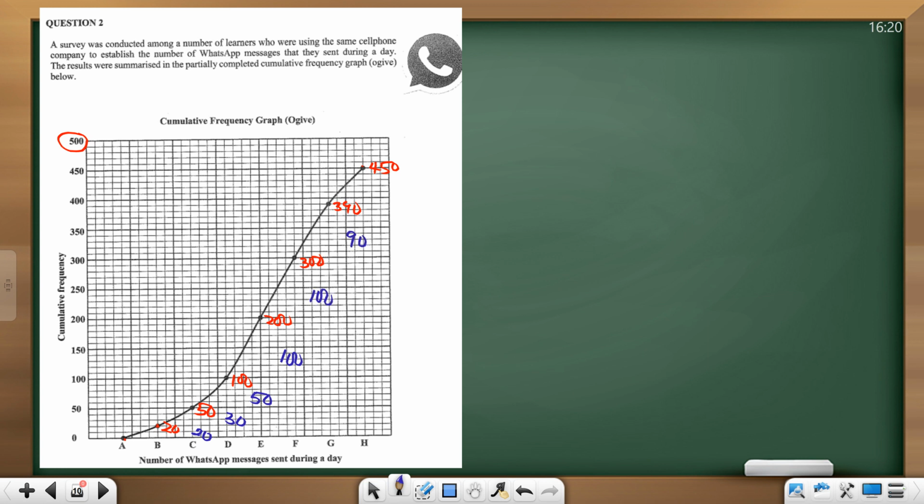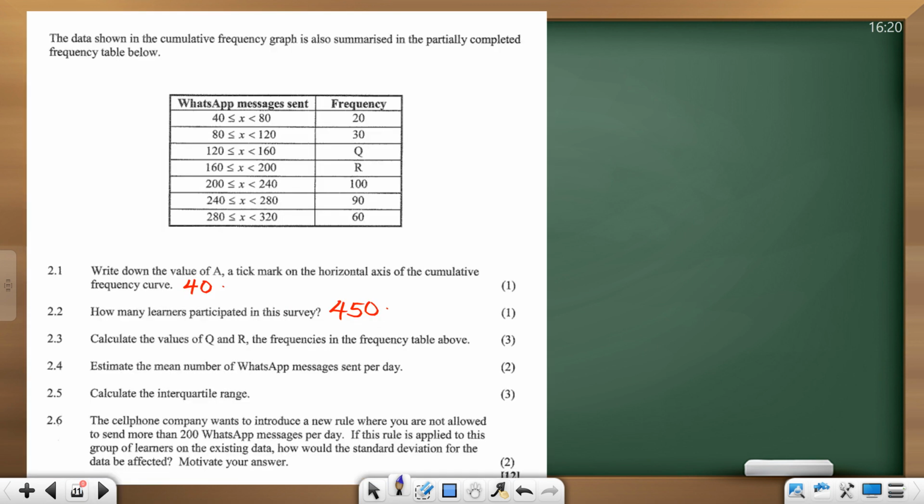90. And what? 40. I think if we compare this with the table we should have 450, 60. 60. Okay. If we were to compare, I'm sure we would be getting the same answers as we have on the table. What was our first answer? Okay, let's see. It's 20, 30, 50, 100, right? We are done with Q and R.